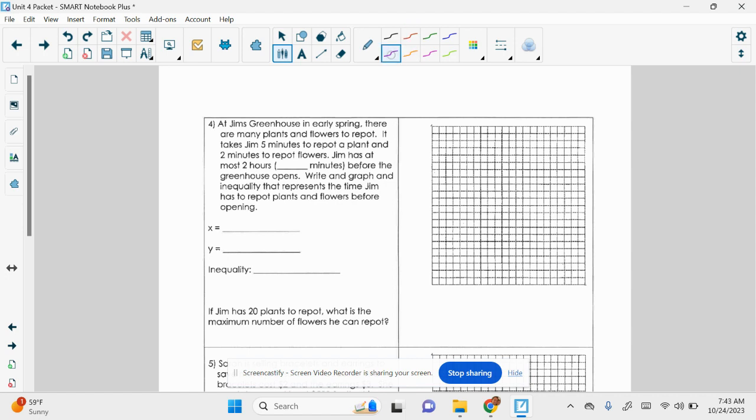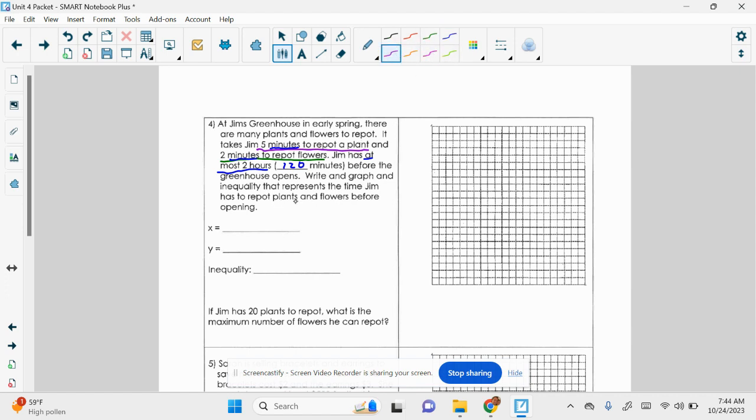Ready? So it says, at Jim's greenhouse in early spring, there are many plants and flowers to repot. It takes Jim 5 minutes to repot a plant and 2 minutes to repot flowers. So there are 2 types of things that he's repotting, and this is what we're comparing in this problem. Jim has at most 2 hours, also known as 120 minutes. When we do this, we also have to make sure that we are in the same units. So even though they gave us hours, since these two are talking about minutes, we need to convert 2 hours to 120 minutes. And he has 2 hours before the greenhouse opens. Write and graph an inequality that represents the time Jim has to repot plants.